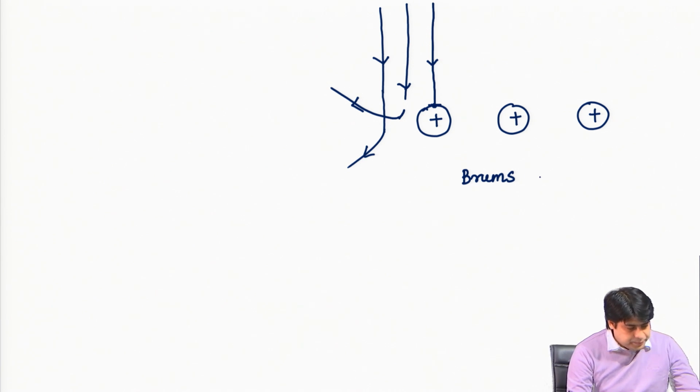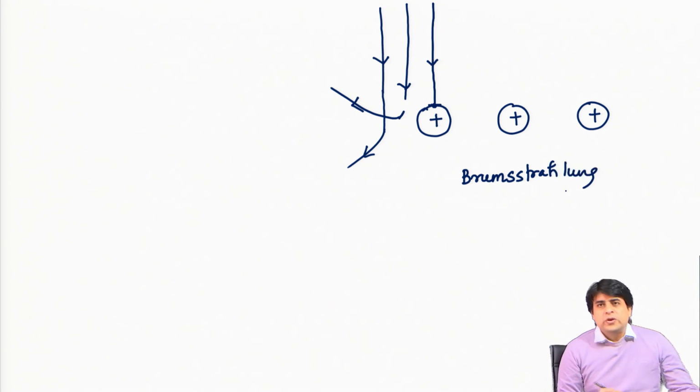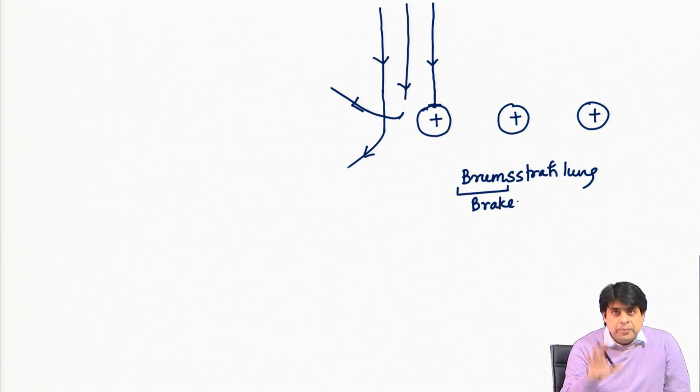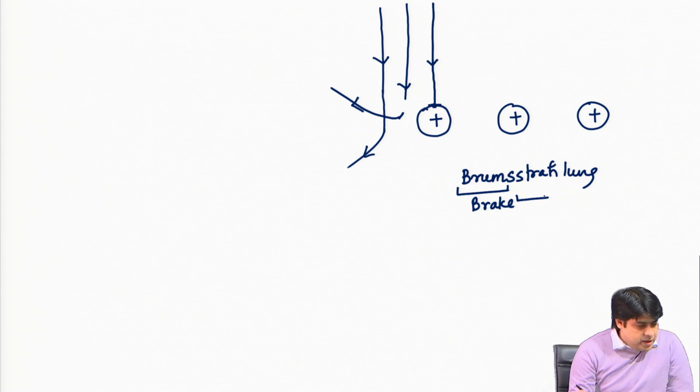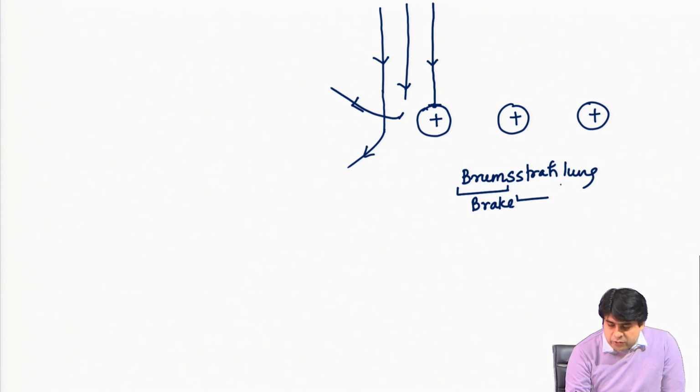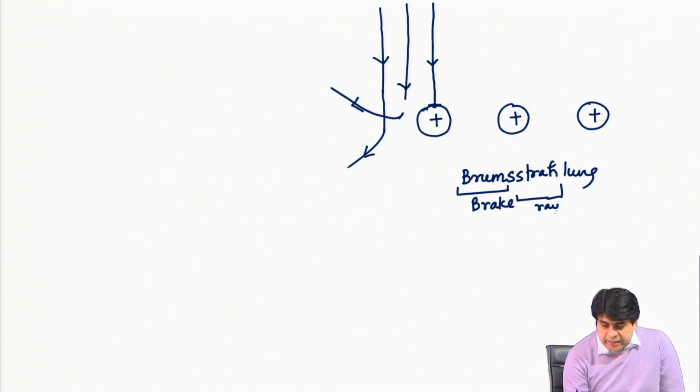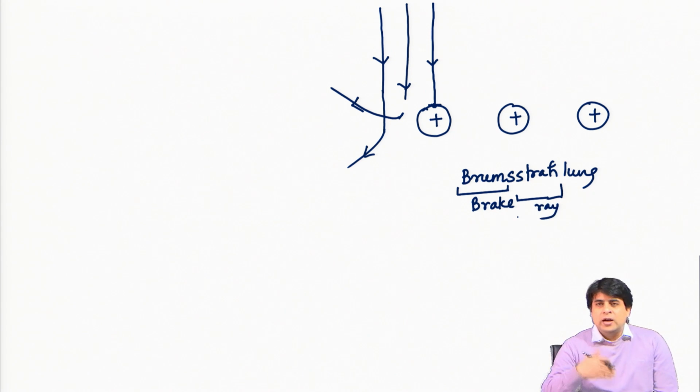Bremsstrahlung. So, we use the term Bremsstrahlung. Bremse means brake, like we apply a brake to our vehicle. Basically this is a German word, meaning braking radiation. So, we convert all the kinetic energy to photon energy.